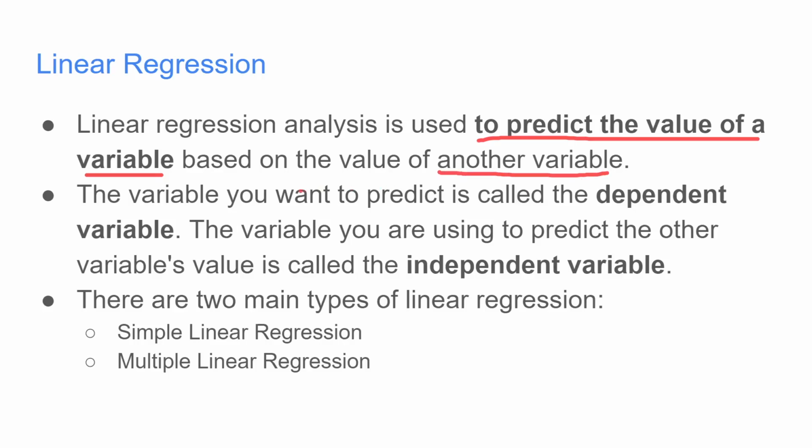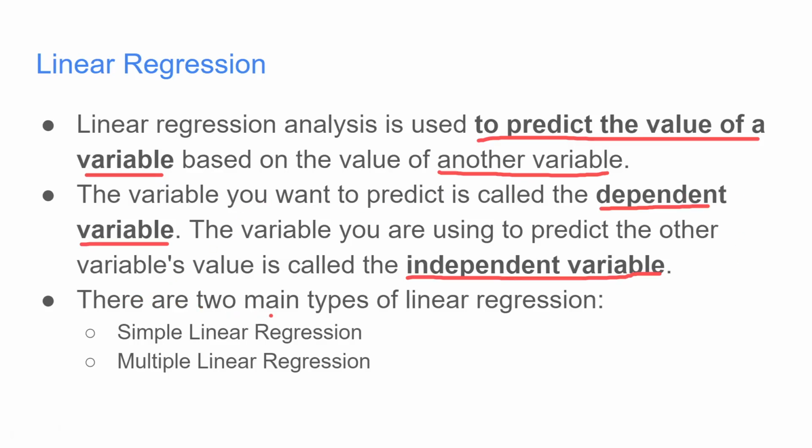The variable you want to predict is called the dependent variable, and the variable you are using to predict the other variable's value is called the independent variable. So there are two types of variables, one is dependent and the other independent. The independent variable will be on the x-axis and the dependent variable will be on the y-axis. So you are going to find the dependent variable.